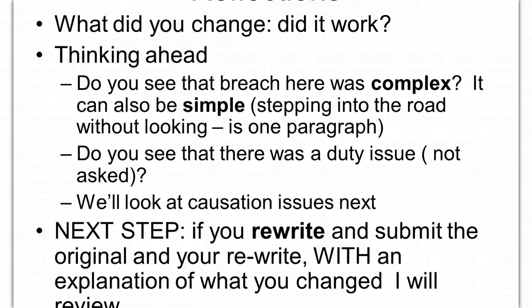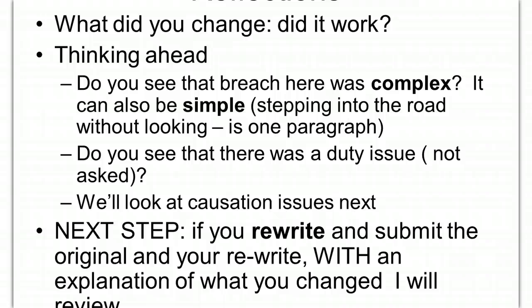So in duty, you should have analyzed that the plaintiff, Robin, was an invitee on defendant Marvin's land, and therefore defendant Marvin owed her a duty of reasonably safe premises, i.e. reasonable care as to the condition of his premises. I did not ask you to address that duty question in this exercise, but if you had been asked to address the duty issue, you should spot that it is a premises liability problem.